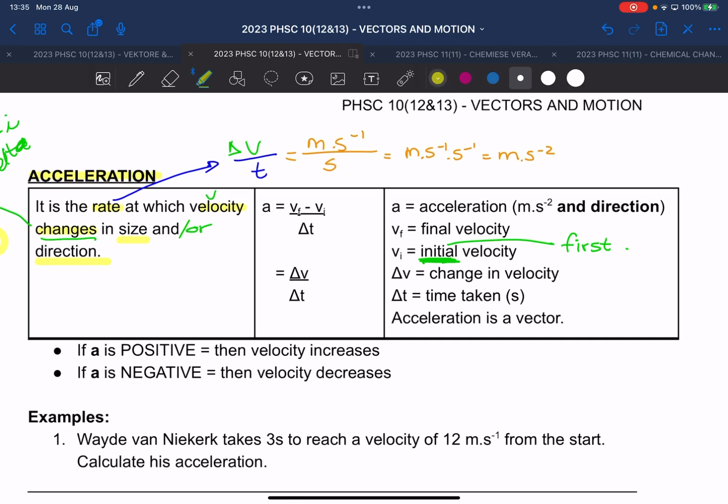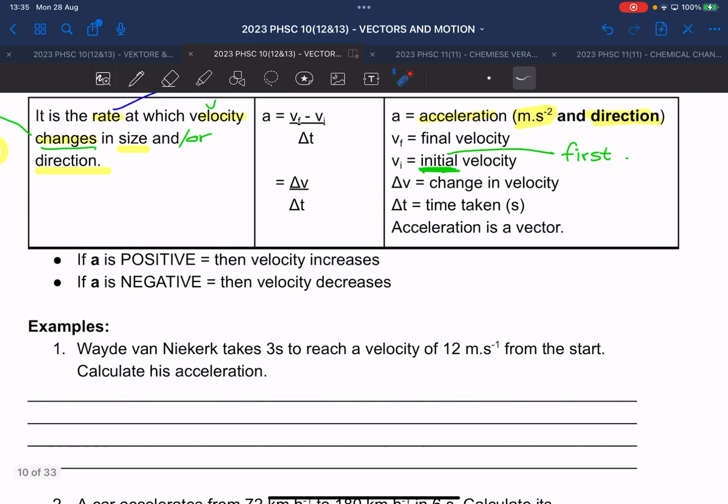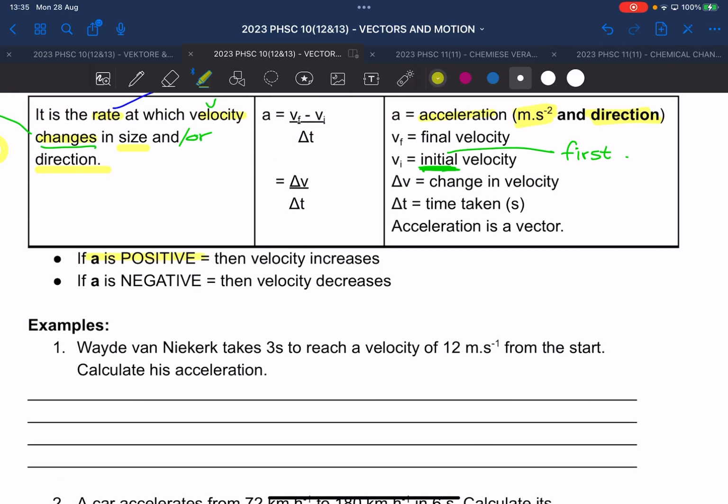Here I wrote on the right hand side, acceleration is in meters per second squared, and because velocity is a vector, acceleration is also a vector. Then the change in velocity always means the final one minus the initial one. Final minus initial, or you can write it as the change in velocity. If acceleration is positive, then it means the velocity increases, meaning it goes faster and faster. We speak about positive acceleration.